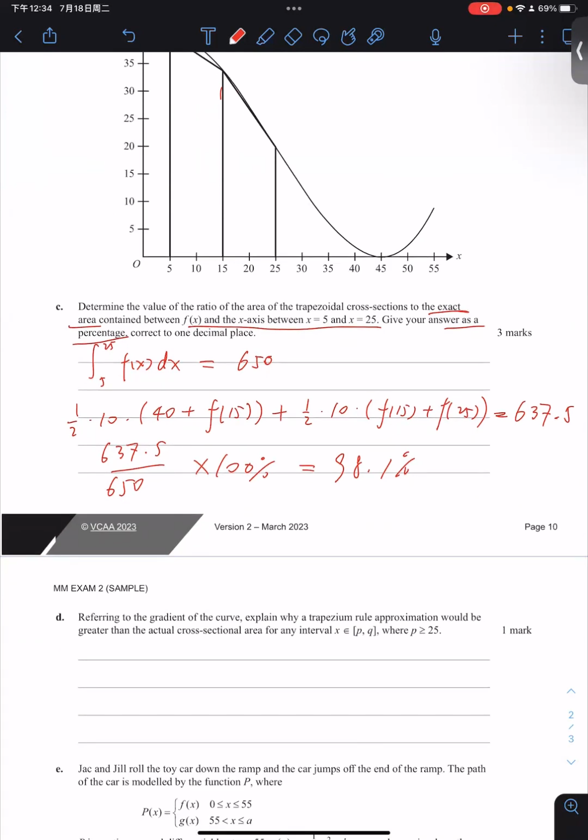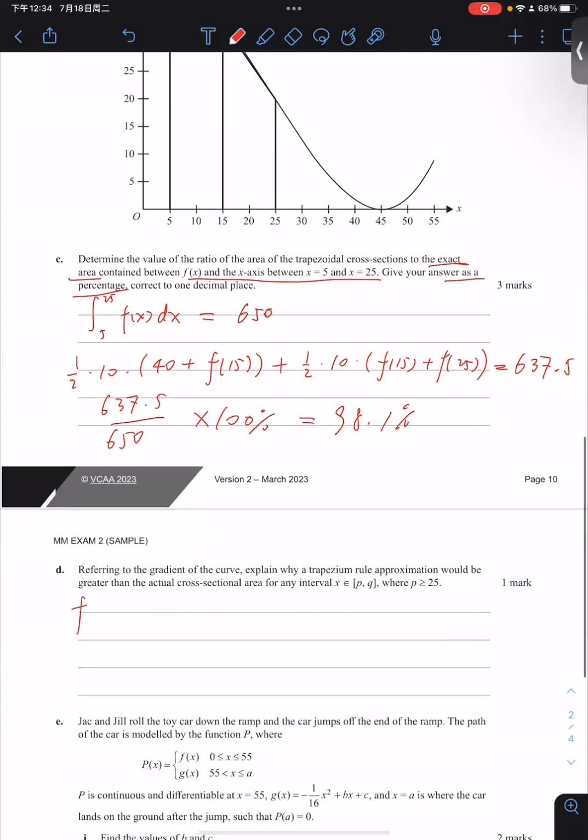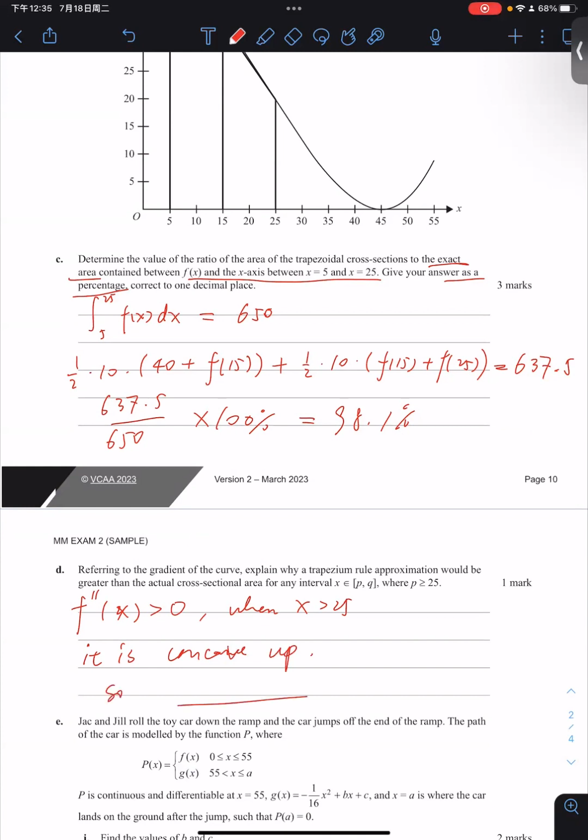What is the shape? What's the name of this kind of shape? We call it concave up. How to prove concave up? We should prove that when x is greater than 25, the second derivative is positive. So at this moment, it is concave up. All right. So you can just repeat the sentence. That's it. It's 1 mark, but you have to provide the reason and the statement clearly.